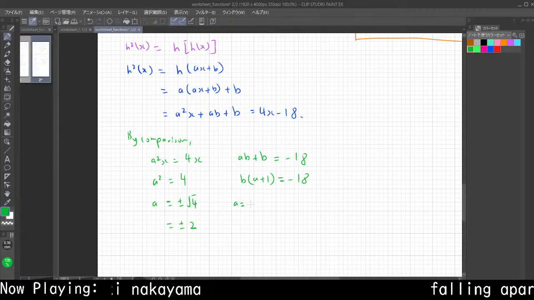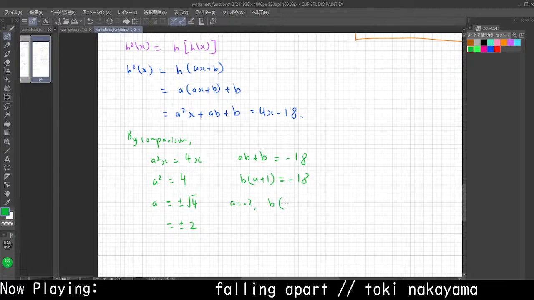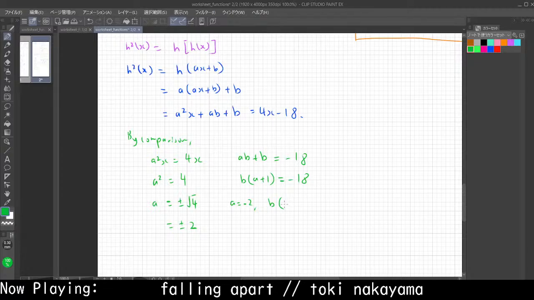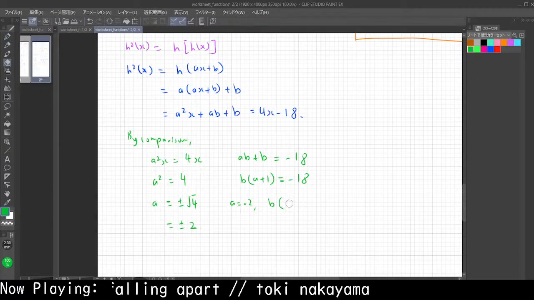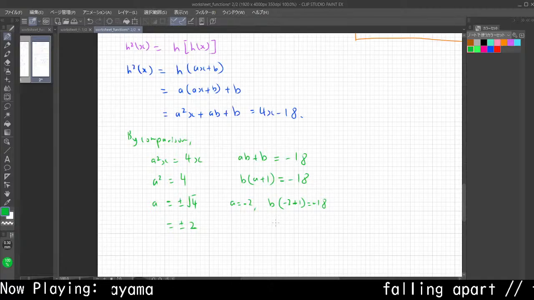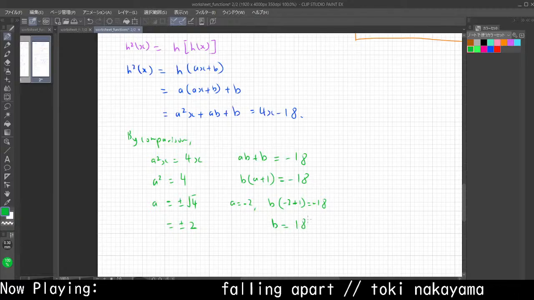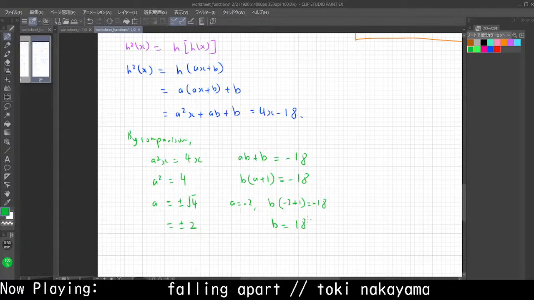When a is equal to negative 2, b times (negative 2 plus 1) equals negative 18. Negative 2 plus 1 is negative 1. Negative 1 moves over to divide. The minus cancels out. Divide by 1, you get 18.